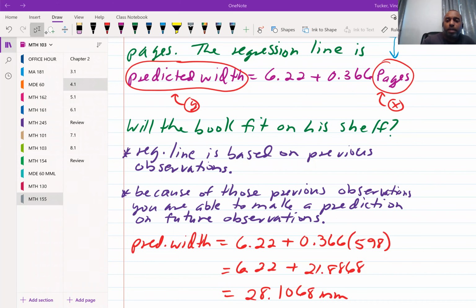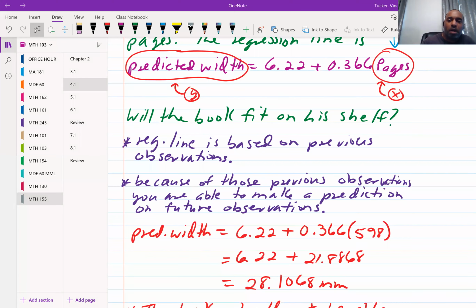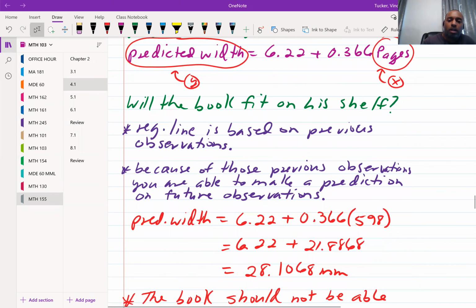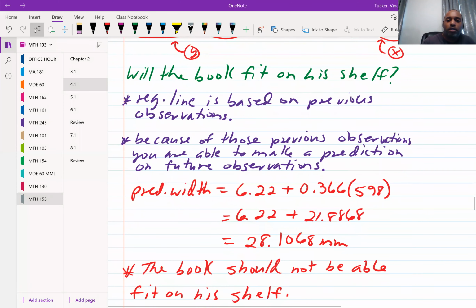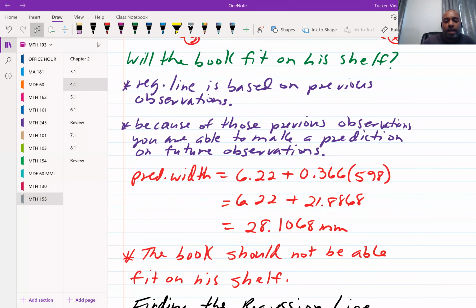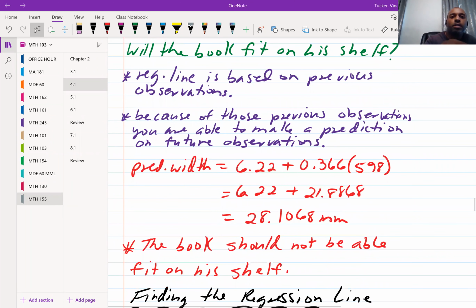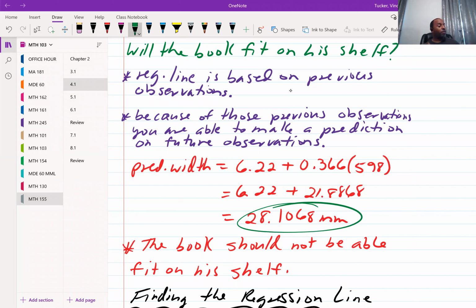You go back to the word problem. We only had 20 millimeters left on the shelf. So this book should not be able to fit on the shelf. We have 28. So 28 is the answer of how thick we think the book should be, and it is not even close to the 20 that we have left. So it shouldn't be able to fit on the shelf.